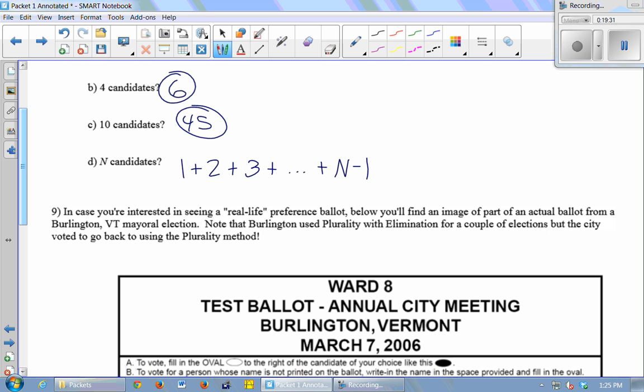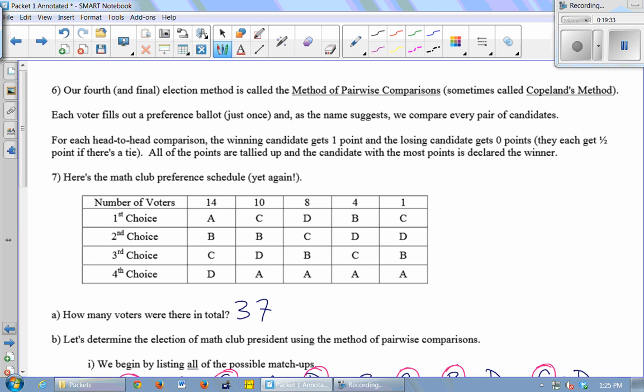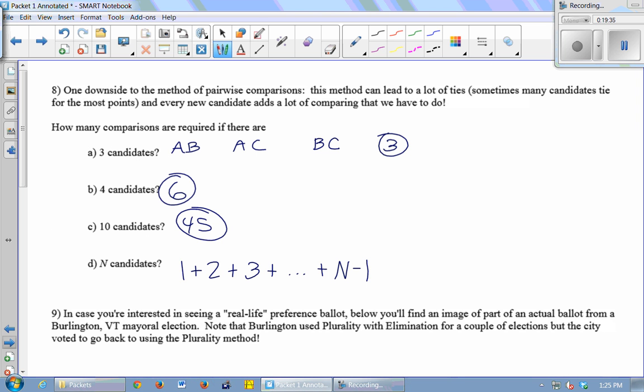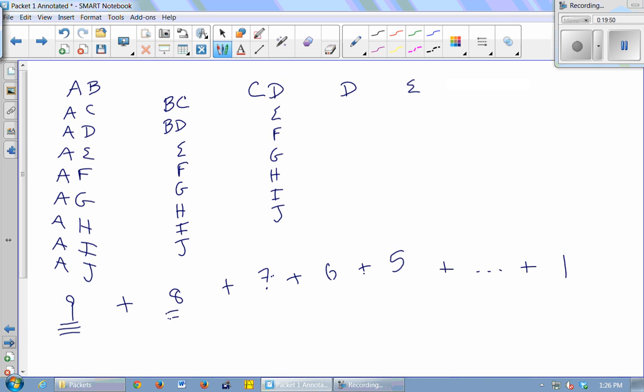We'll never be doing those like for homework or anything. You might do maybe 6, but not crazy. No, I won't ask you to actually do the method for 10 candidates. But there might be a homework question: how many matchups are there for 25 candidates? Gotcha. So let's do that.